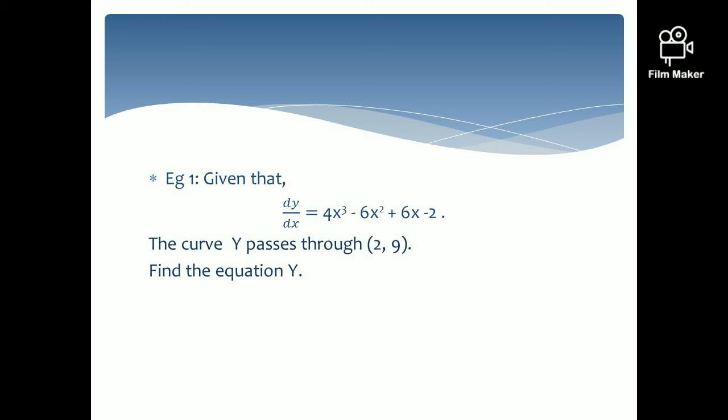Let's try to verify the theory with our second example. The question is, they have given us the gradient function dy by dx equals 4x cube minus 6x squared plus 6x minus 2. And they have given that the curve passes through the point 2, 9. We need to find the original equation y.